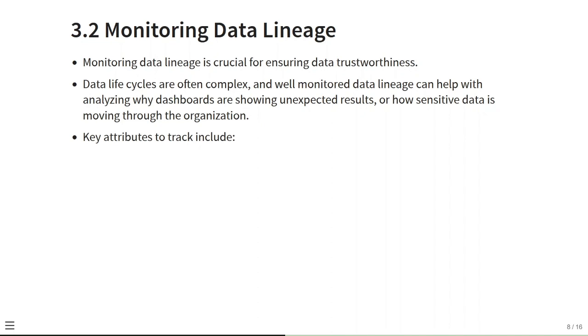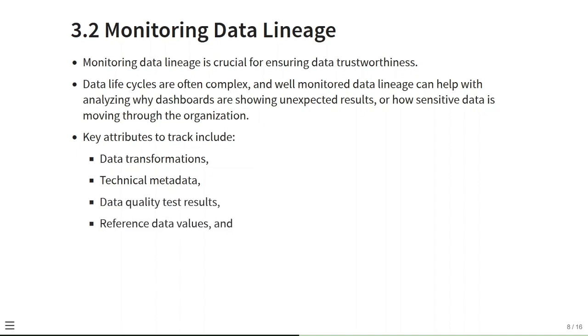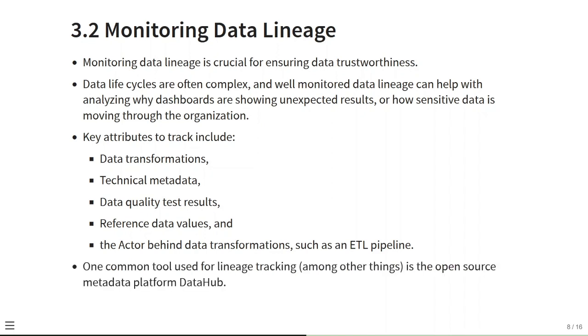Key attributes to track include data transformations, technical metadata, data quality test results, reference data values, and the actor behind data transformations, such as an ETL pipeline. One common tool used for lineage tracking, among other things, is the open source metadata platform DataHub, and more information on DataHub can be found at the link provided.